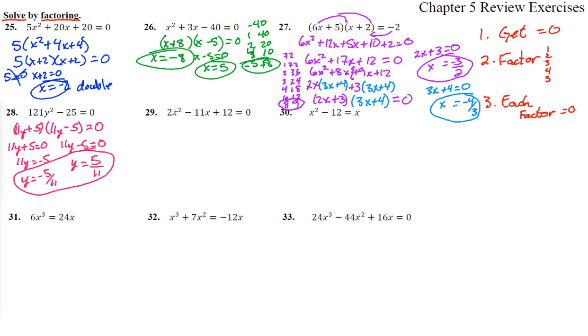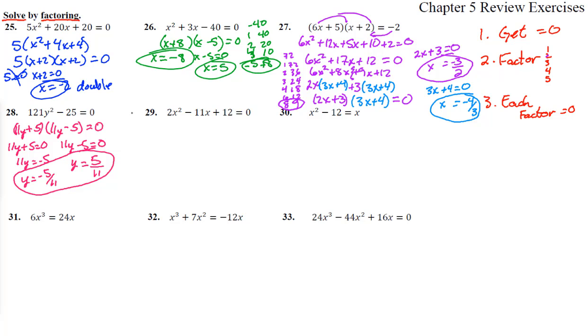Number 29, 2x squared minus 11x plus 12 equals 0. Is it equal to 0? Yes, indeed it is. So that means we can start off with factoring. Do we have a greatest common factor? No, that 11 doesn't have anything to go into it. So the greatest common factor, we pull out, nothing there. 1, 2, 3 terms. Trinomial. Leading coefficient is not equal to 1, and it's not a perfect square.